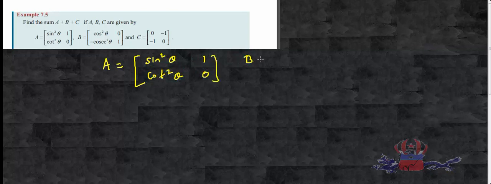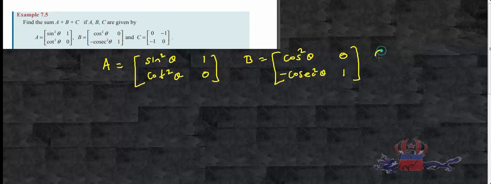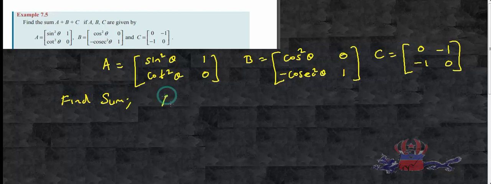Now, according to example 7.5, we are given three matrices. A is equal to [sin²θ, 1; cot²θ, 0]. Matrix B is equal to [cos²θ, 0; -cosec²θ, 1]. Matrix C is given as [0, -1; -1, 0]. We are expected to find the sum of matrix A added with matrix B added with matrix C.